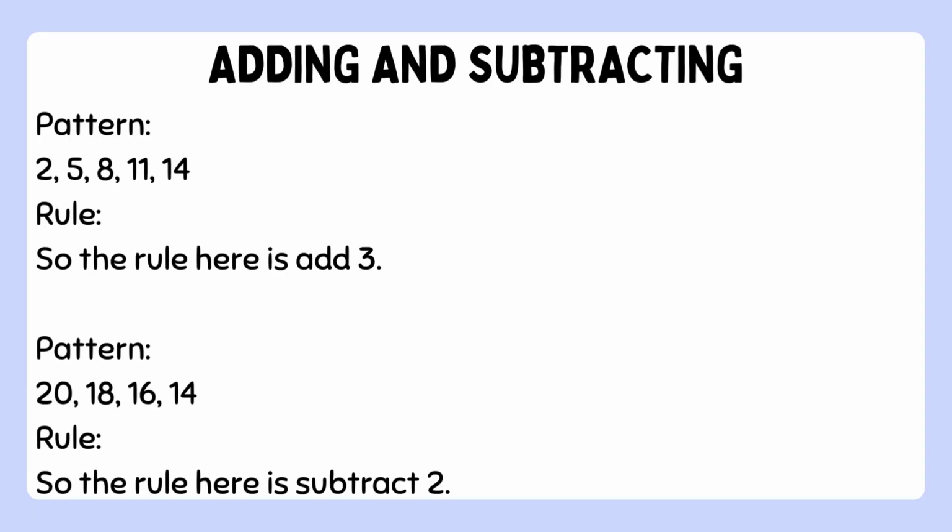Adding and subtracting. Look at this sequence. 2, 5, 8, 11, 14. Each time, the number increases by 3. So the rule here is add 3. Now look at this one. 20, 18, 16, 14. So the rule here is subtract 2.